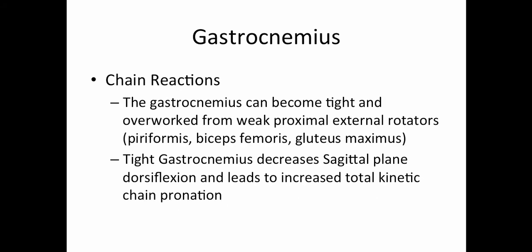The gastrocnemius can become short and overworked from weak proximal external rotators. These would be the piriformis, the biceps femoris, and the gluteus maximus. A short gastrocnemius decreases sagittal plane dorsiflexion and leads to increased total kinetic chain pronation. Again, this could irritate or inhibit the ankle rocker needed for gait.